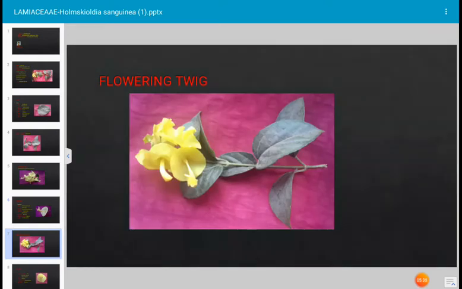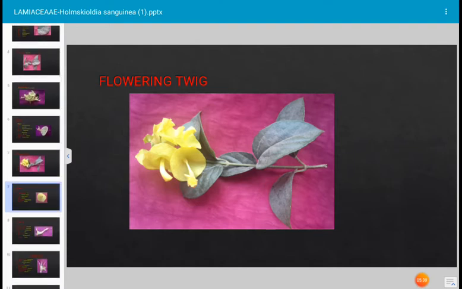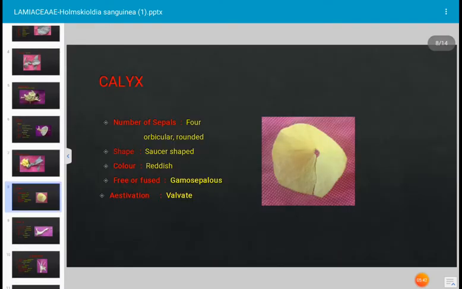See this flowering twig and beautiful yellow colored flowers are there. Next, this is the calyx of the genus Holmskioldia sanguinea plant. Very hard to pronounce this, and the family is Lamiaceae. And calyx is present. Calyx is round or orbicular. That shape is described as orbicular. And shape of the calyx, practically it is saucer shaped.